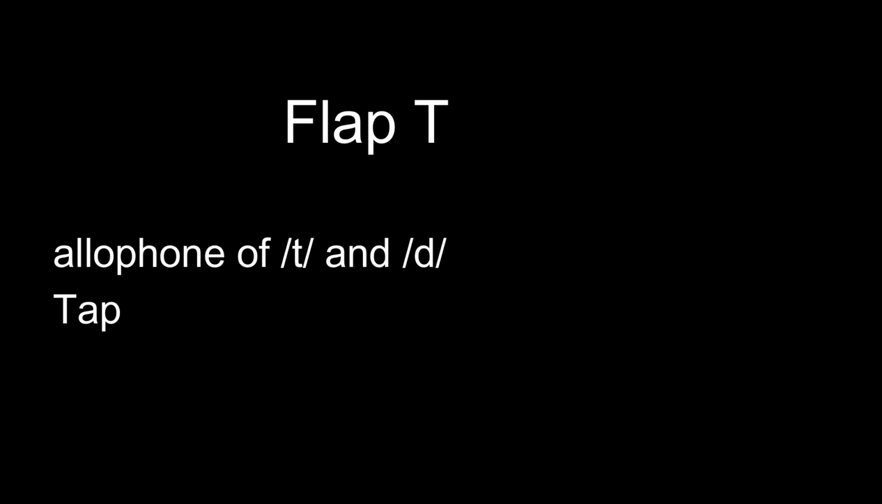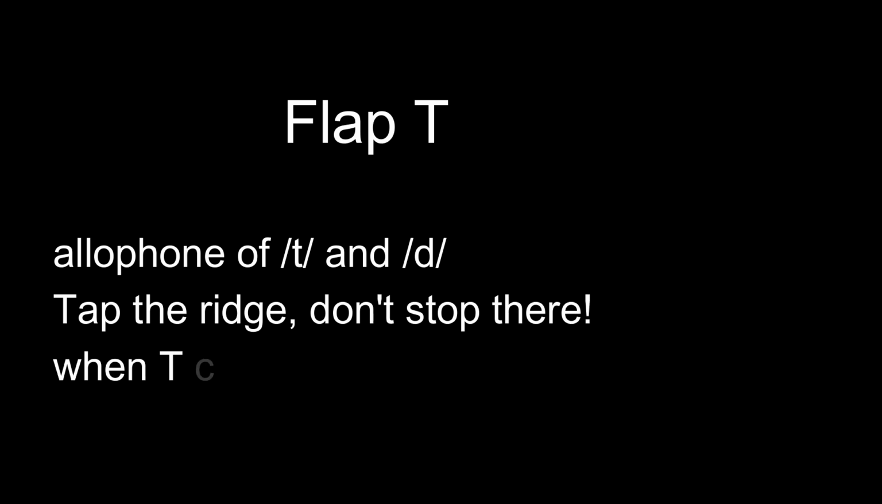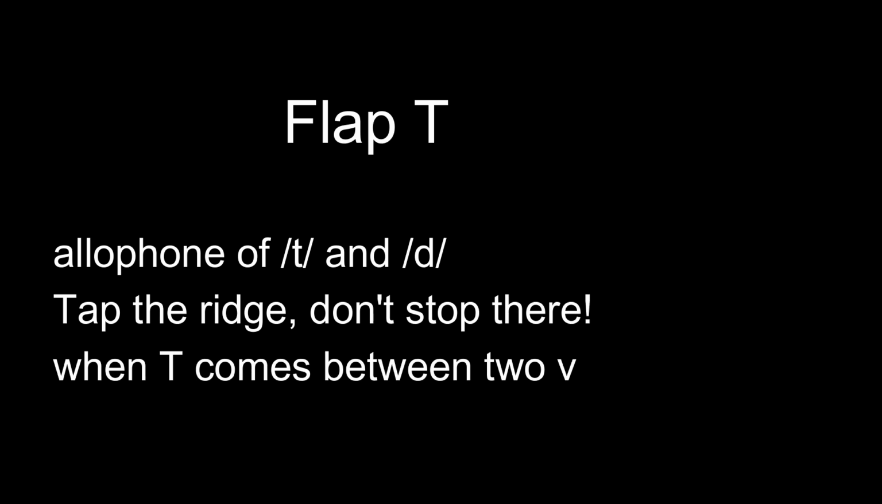There are also sounds that are uniquely American. The most salient one is the flap T, which is an allophone of T and D. The sound is made by the tongue briefly tapping the alveolar ridge. When this happens, T and D are pronounced as a sound somewhere between R and L.